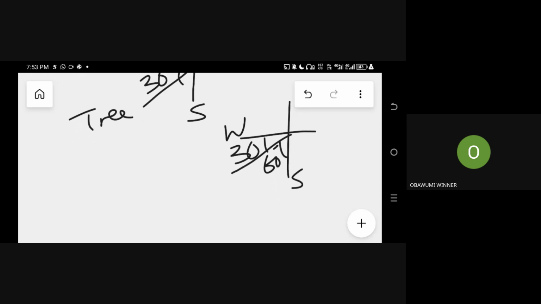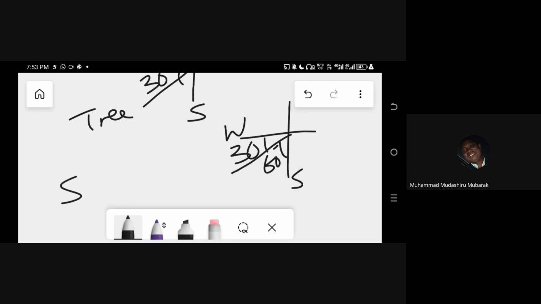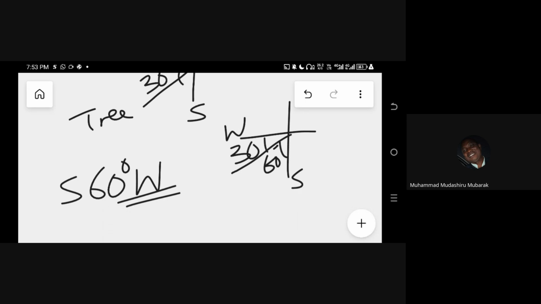So who wants to try now? South 60 degrees west. Now that we've gotten an angle that touches the south. Yes, south 60 degrees west. So now we say it is south 60 degrees west. This is the result. So Mubarak, what were you thinking that made you choose south 30 degrees west in the first place, so that we can talk about it?